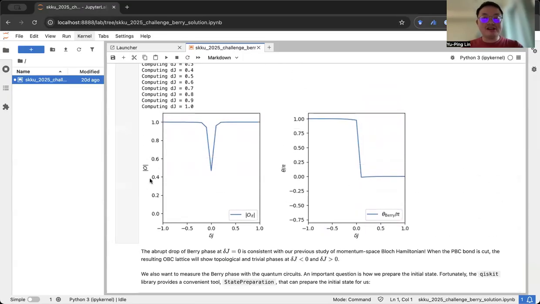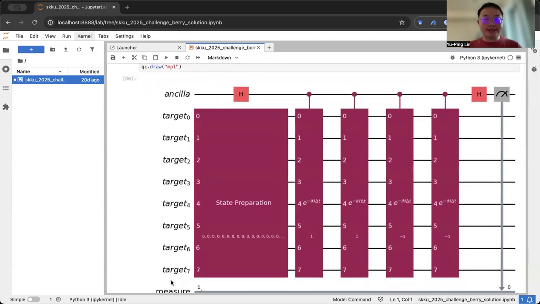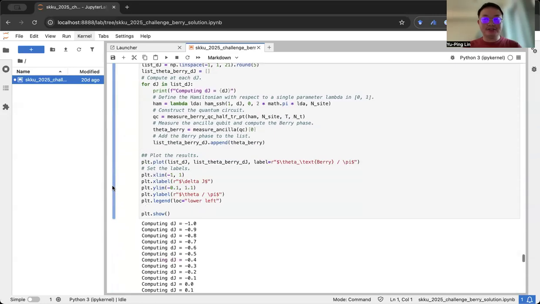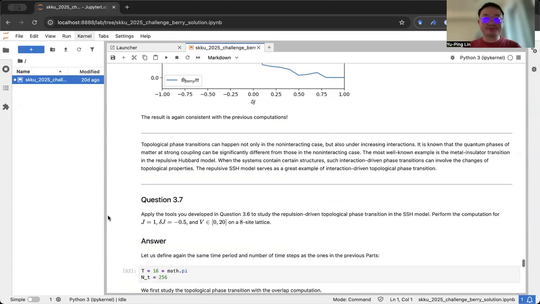So for the overlap computation, we can see that it is consistent. We have the overlap with a significant drop close to the topological phase transition, and we have the Berry phase, pi Berry phase in the topological phase, and the 0 Berry phase in the trivial phase. Meanwhile, our quantum circuit will include 8 qubits because we're considering an 8-site lattice. And the result of the Berry phase measurement is also consistent. That is, we have Berry phase 1 times pi in the topological phase and 0 in the trivial phase.